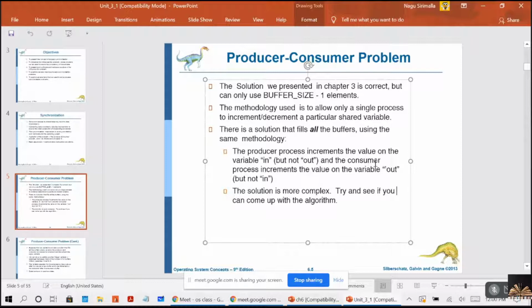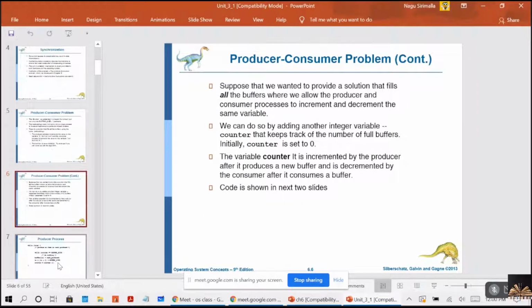So the solution is more complex. Try and see if we can come up with the algorithm. So for this producer consumer problem, we will be seeing some other solution here, right? See here they are trying to give you some other solution for the producer consumer problem. That is, suppose that we wanted to provide a solution that fills all the buffers where we allow the producer and consumer processes to increment and decrement the same variable.